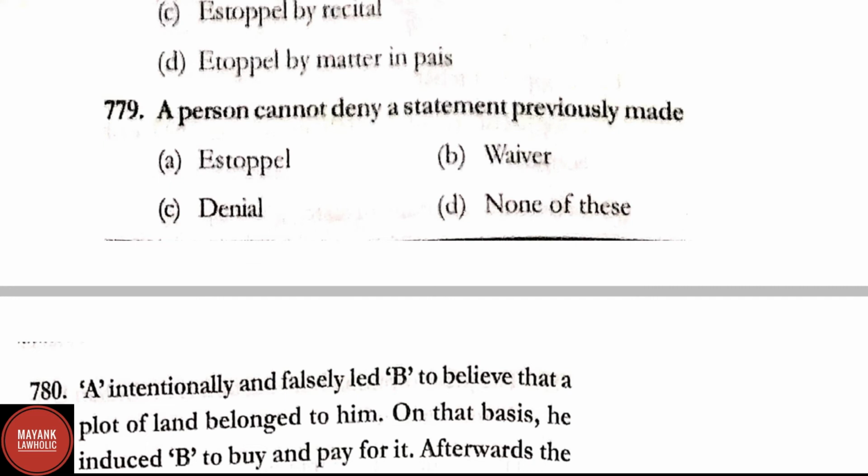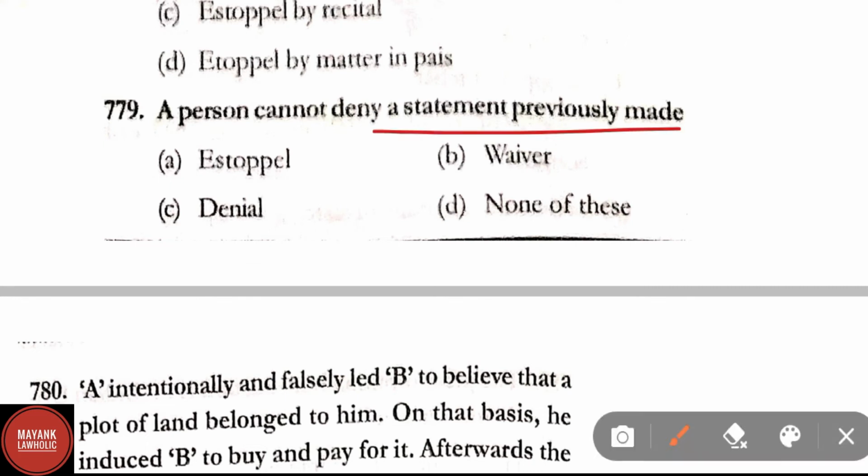Question number 779. A person cannot deny a statement previously made. Estoppel, waiver, denial, none of these. Here the correct answer is option A, that is estoppel.